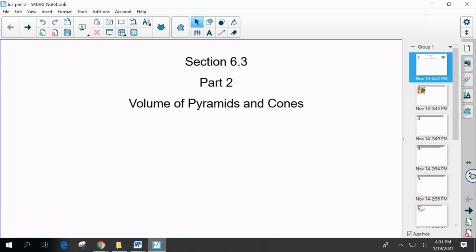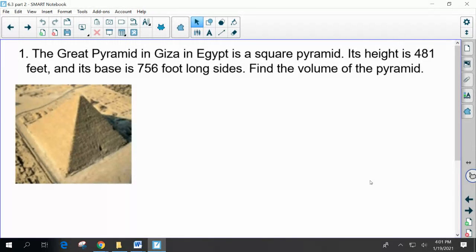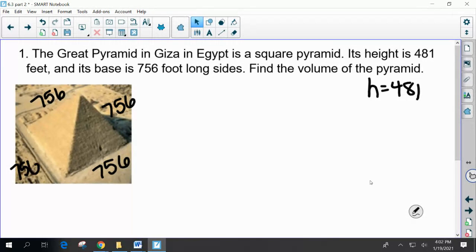All right, section 6.3, part 2, volume of cylinders, volume of pyramids and cones. So problem number 1. The Great Pyramid in Giza in Egypt is a square pyramid. Its height is 481 feet, and its base has 756 foot long sides, so 756 on each side. So if it's a square pyramid, that means each of these would be 756. Find the volume of the pyramid.